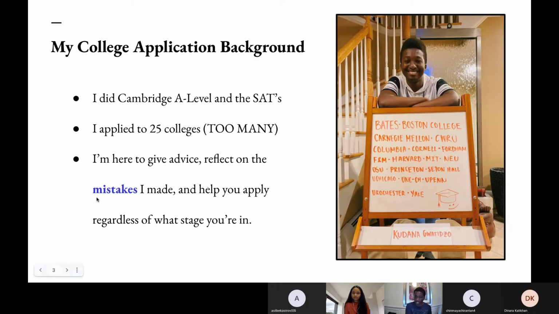In terms of my college application background, I did Cambridge A-level and the SATs as testing credentials. I applied to 25 colleges, which is way too many, by the way. And hopefully what I'm here to do is give advice, reflect on some of the mistakes I made during the college application process and what I struggled with, and help you apply to college regardless of what stage you're in. The picture that you see on the right is the list of the colleges which I ended up getting accepted into. So I can help you understand a little bit more about each application, especially in one of the schools listed here, but also in college applications in the United States in general.